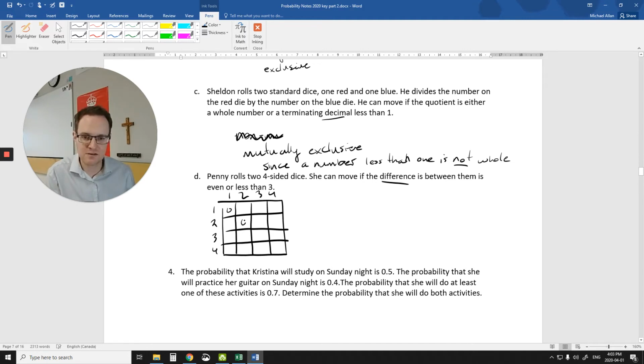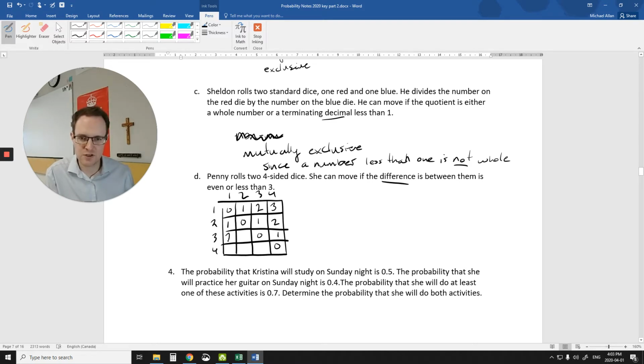So we've got 0, 0, 0 down here, like 4 minus 4, 3 minus 3, 2 minus 2, etc. 2 minus 1, 1 minus 2. We're going to just leave them all positives here. 3 minus 1 is 2, 4 minus 1 is 3. 3 minus 2 is 1, 4 minus 2 is 2. Okay, 4 minus 3 is 1, okay.